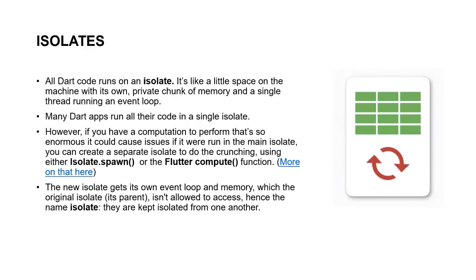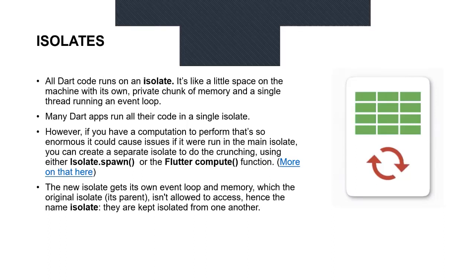When you talk about an isolate, we can term it as just a little space on the machine with its own private chunk of memory and a thread running an event loop. Remember, we talked about the event loop, but we shall look at it later. So that's how we can look at an isolate: a space with its own private chunk of memory and a single thread running an event loop.